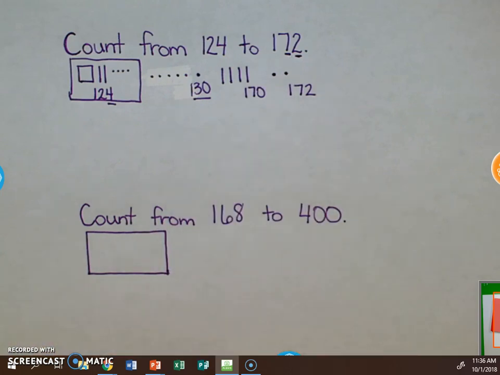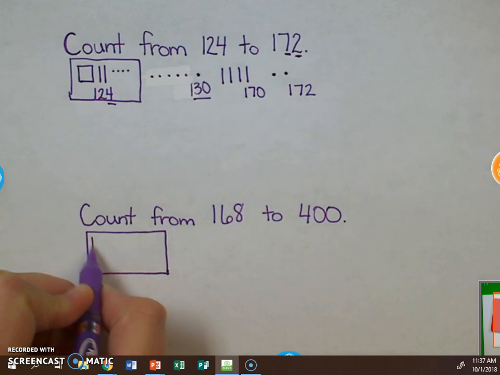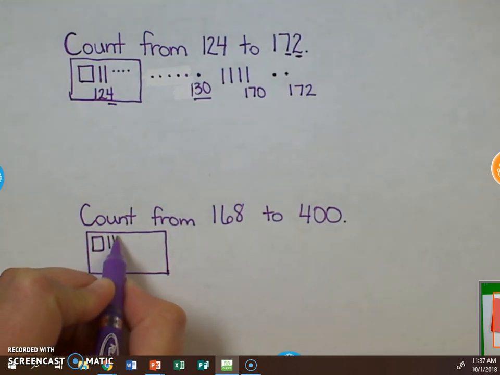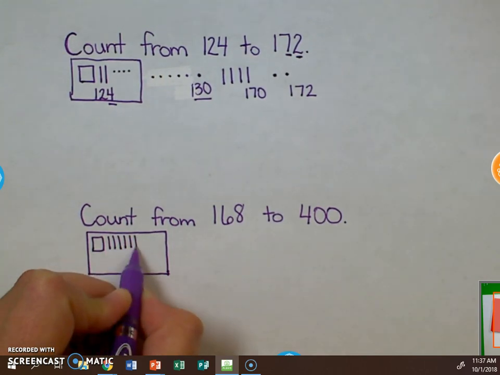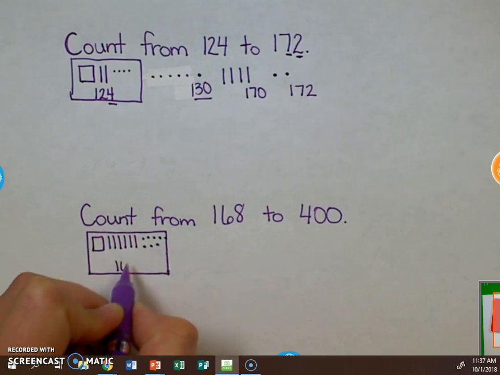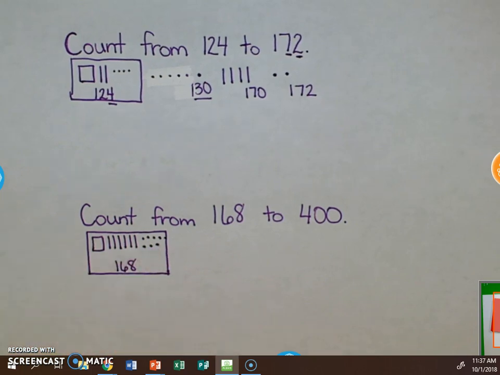Let's look at this one more time using a greater value for our endpoint. Our starting number is 168. Once again, we are going to draw our 100, 6 tens, and 8 ones, and write 168 in the box.